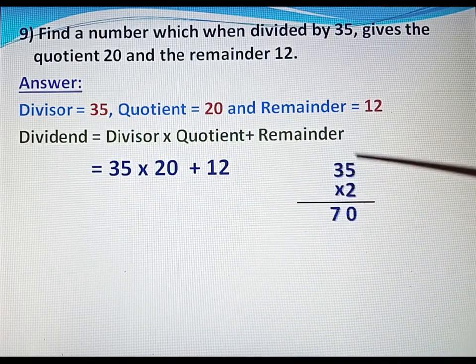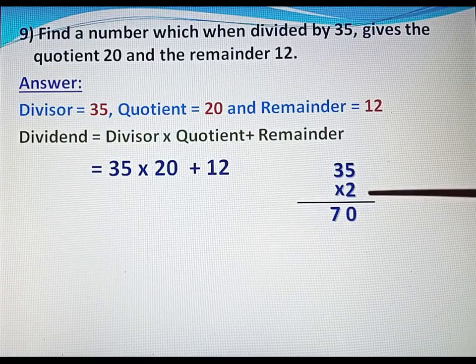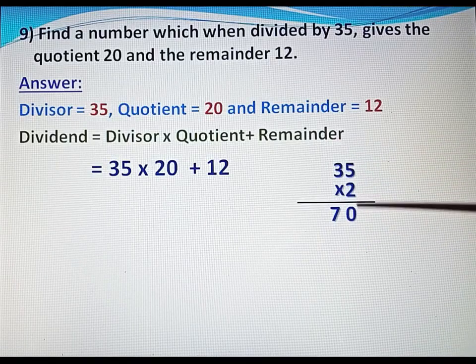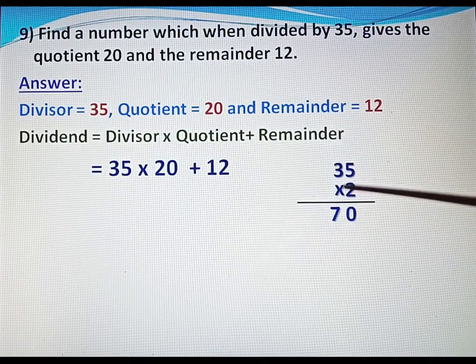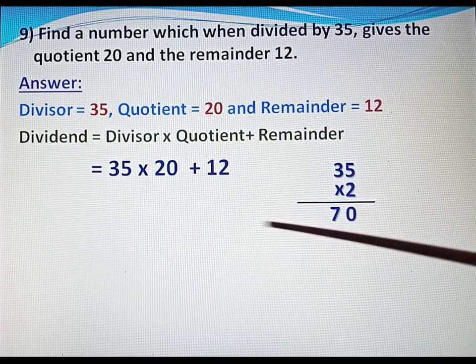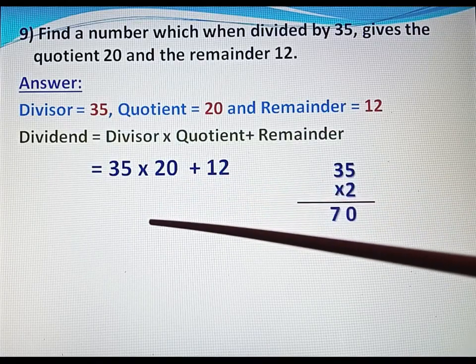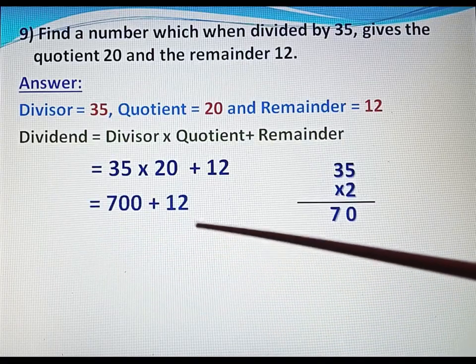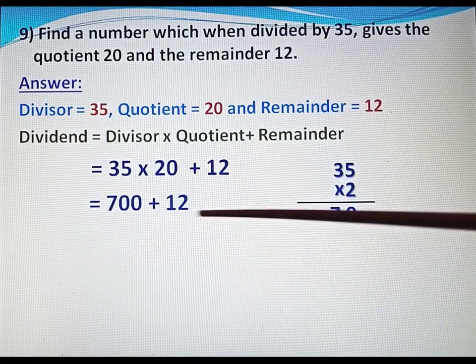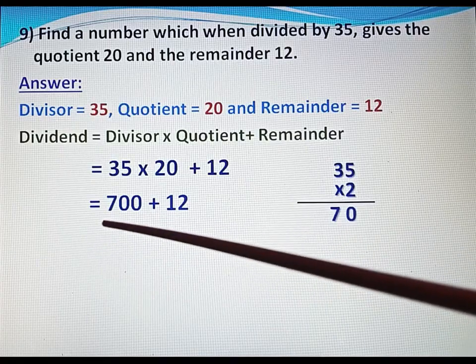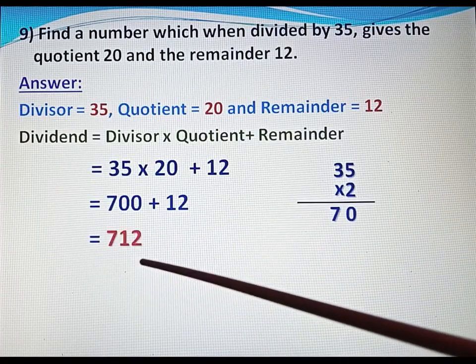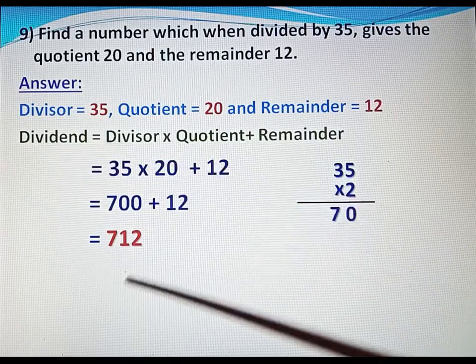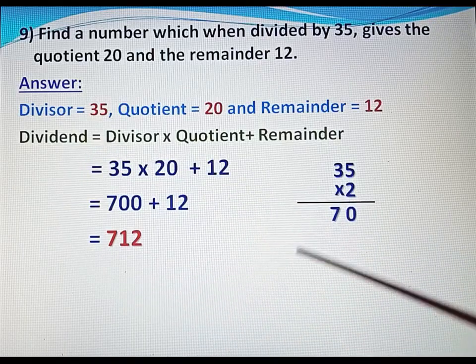Multiply 35 by 2. See, 2 fives are 10, 0 and 1 carry, 2 threes are 6 plus 1, 7. 35 multiply 2 equals 70, and we will put 0 at the last. That is 700. Right here 700 plus 12, and after addition, 700 plus 12 equals 712. So dividend equals 712.